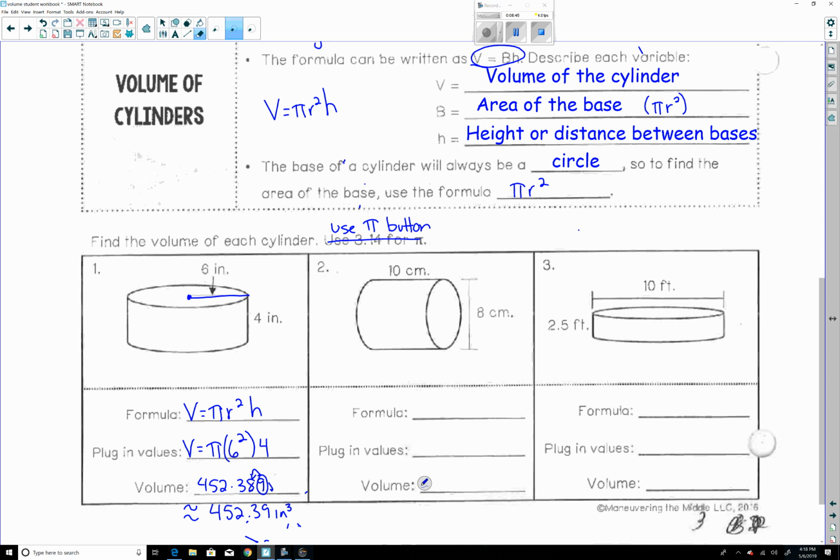If at any point something is confusing you, please write your question on a sticky note and make sure you're bringing it to class for me so that I can be answering it.